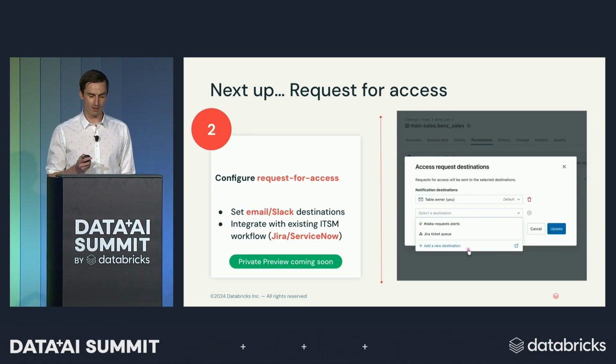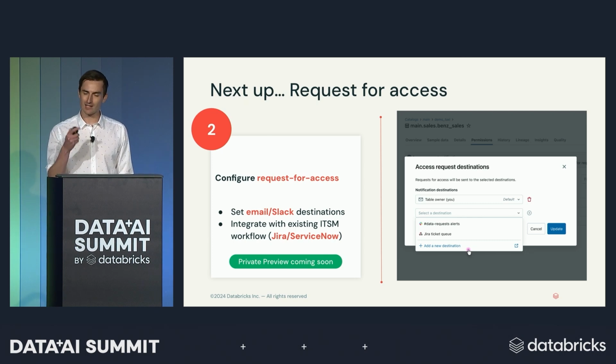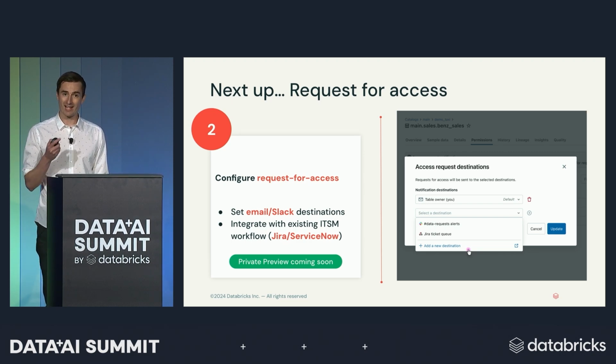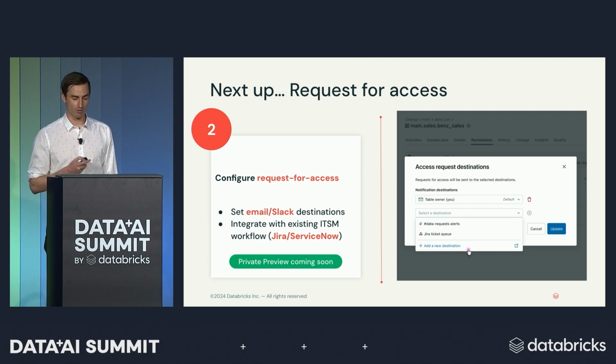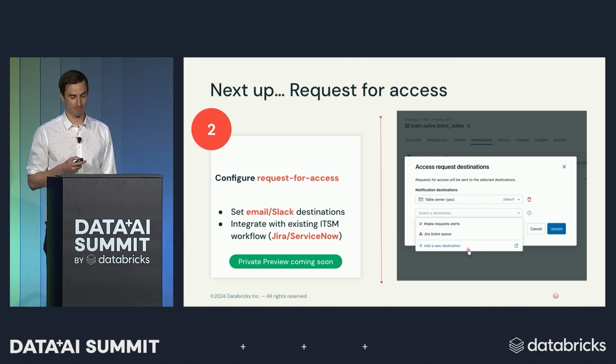Because once you've done that, the feature that we're currently working on is the ability on a catalog or schema to actually set what we call a request for access destination, which is a bit of a mouthful. But essentially what this means is if someone requests for access to an asset in your schema, where should we send that request to? So the options that you see on the screen here, you'll be able to set an email address or a Slack destination. You'll even be able to do integrations with Jira and ServiceNow or your own ITSM.